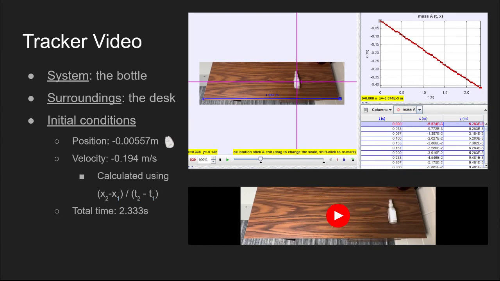My initial conditions are shown here. For velocity, I picked two data points and calculated it using this formula. You can see the graph has a constant negative slope because my object is moving in the negative x direction at a constant speed.